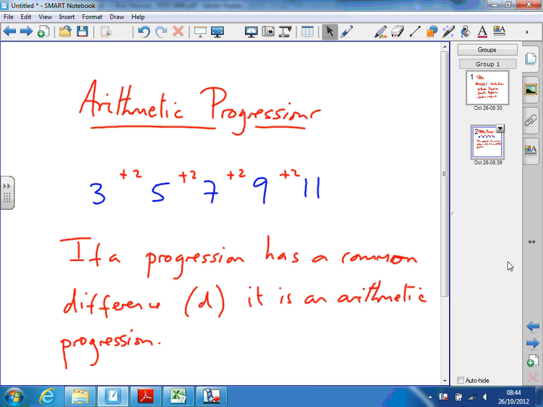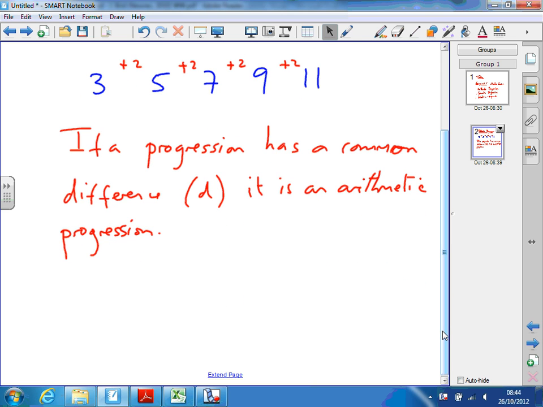It doesn't have to be a whole number, it can be a fraction, and it doesn't have to be positive, it can be negative. For example, this one is also an arithmetic progression. Next term, and the common difference is -5. So that's an arithmetic progression.